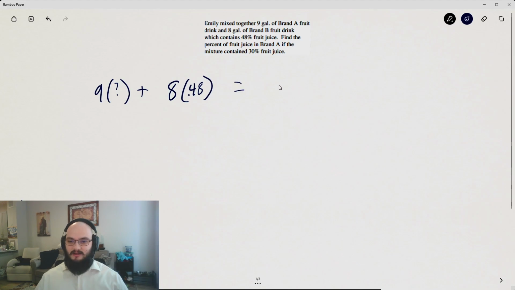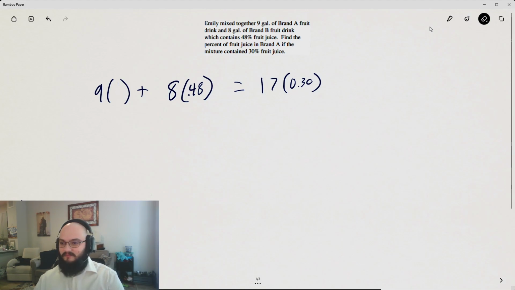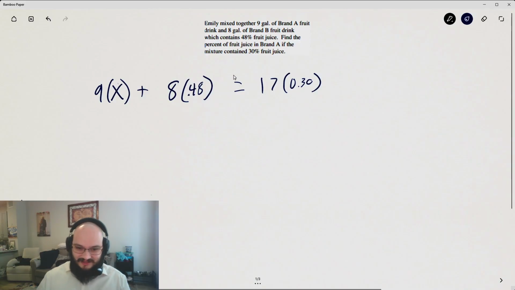And then our final mix, we'll call it brand C. Might as well because we have brand A, brand B. So brand C will have 9 plus 8, 17 gallons, and that will be at 30% fruit juice. So let's go ahead and do our multiplication, simplify everything out, and isolate this variable. We actually did not put a variable in there. We put in a question mark. Let's put a variable, x.